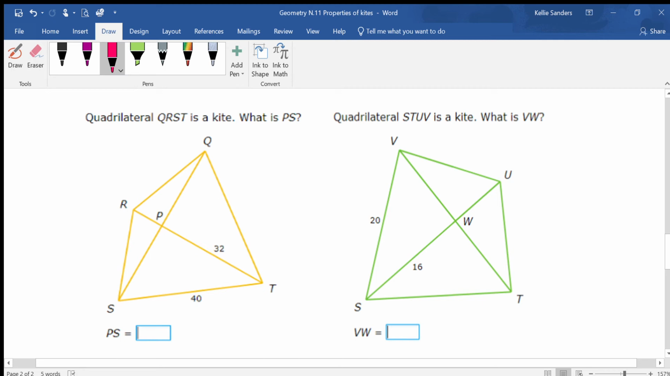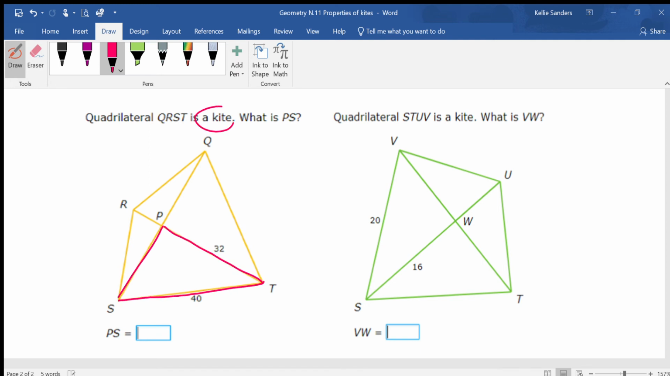Okay, what is PS? So here's PS. It is a kite, so the diagonals meet at 90-degree angles. So this is what I want you to focus on because this is brand new stuff here. 32 is a leg of this green right triangle. 40 is the hypotenuse of this green right triangle. So we're going to use the Pythagorean theorem to be able to find the other leg of the green right triangle.